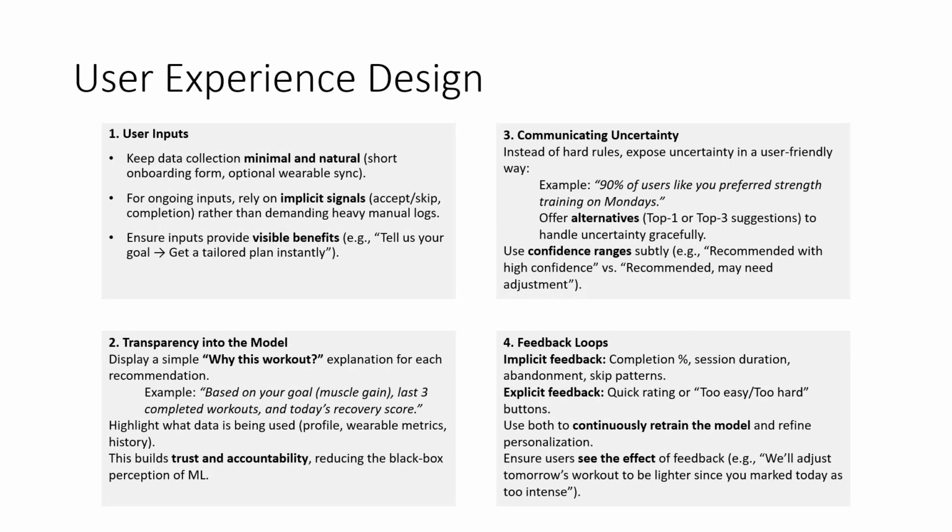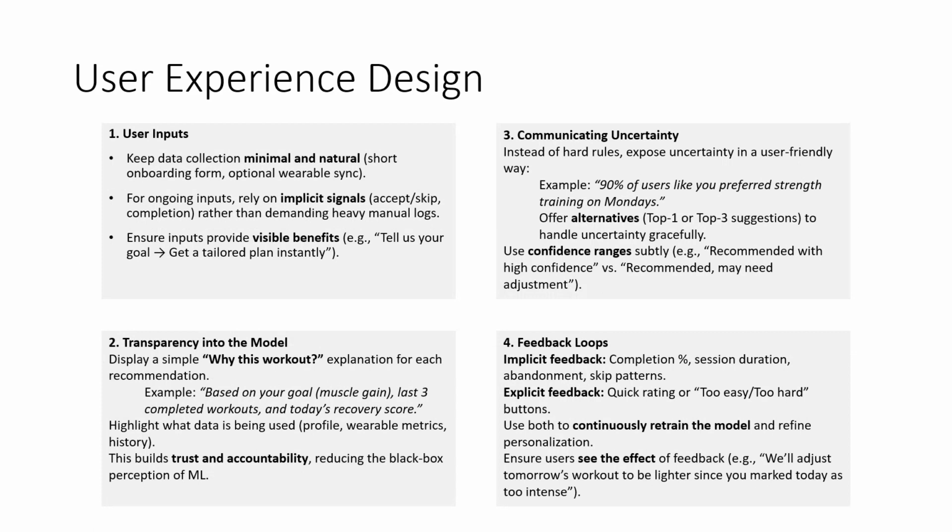Transparency into the model, display a simple why this workout so that user understands why each recommendation is coming. This builds trust and accountability for our ML. Communicating uncertainty, instead of hard rules expose uncertainty in a user friendly way. Like 90% of users like you preferred strength trainings on Monday. So this gives like confidence range subtly, like recommend with this is a high confidence or this is a low confidence.